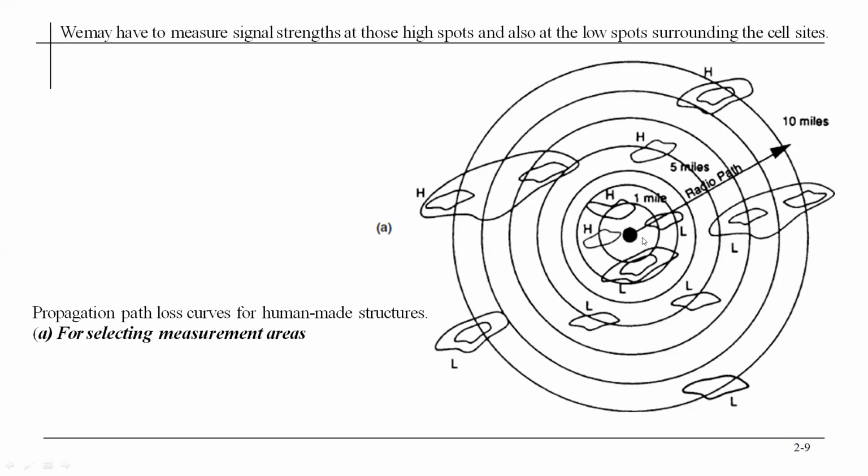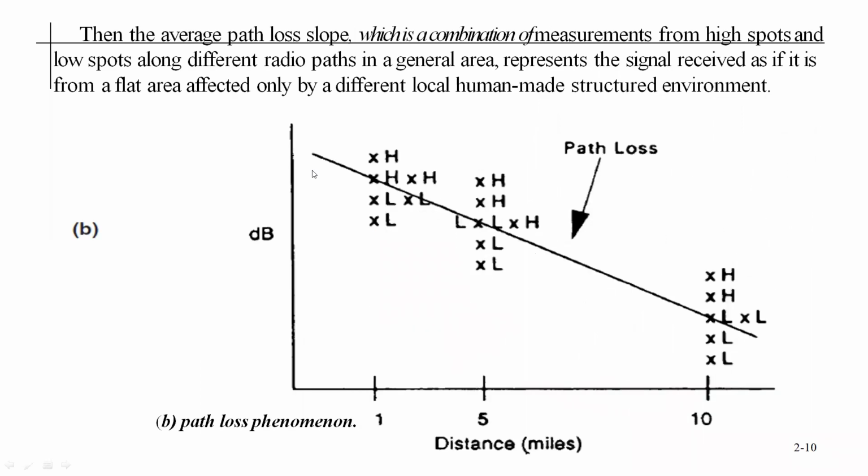These are propagation path loss curves for human made structures. These are the measurement areas where the high spot and low spot areas are measured. Here is the path loss phenomena. The average path loss slope is calculated by averaging the high spots and low spots.